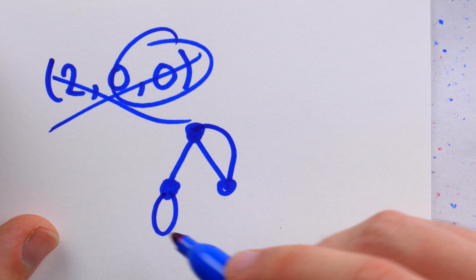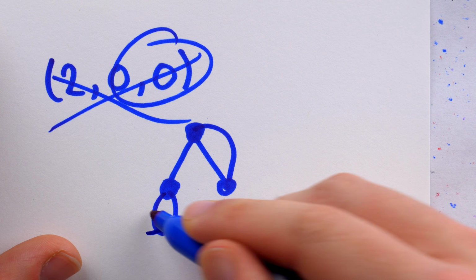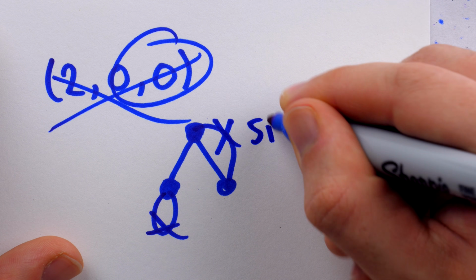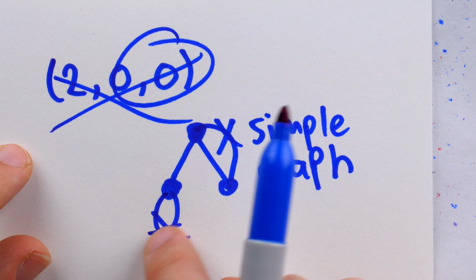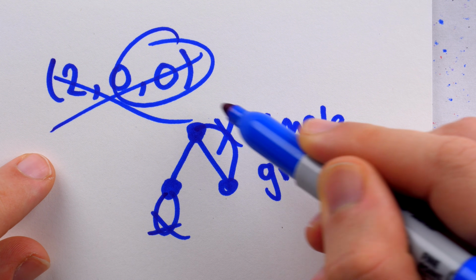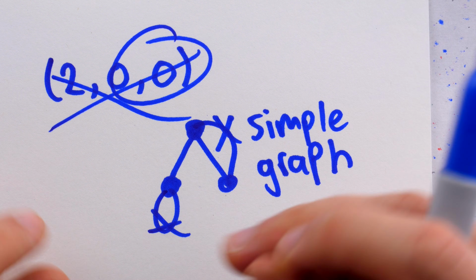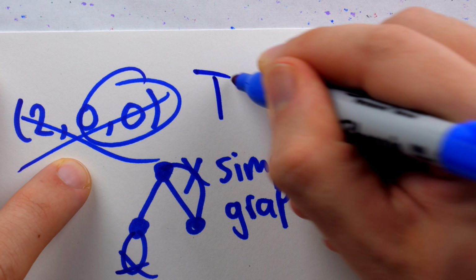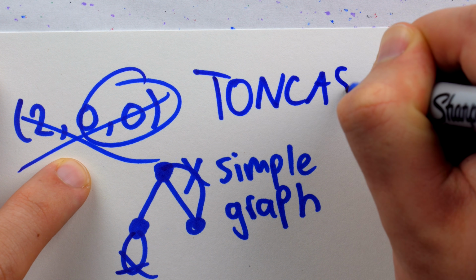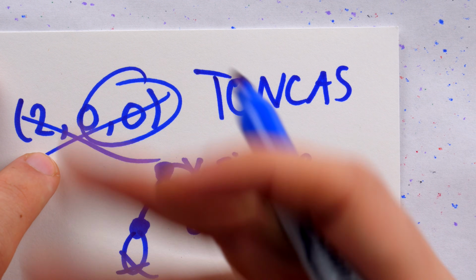It is very common that these things are not allowed, and when we don't allow them, that's called a simple graph. However, if we choose to permit loops between a single vertex and multiple edges between pairs of vertices, thus considering what are sometimes called pseudographs, then we will have TONCAS. The obvious necessary conditions will be sufficient.